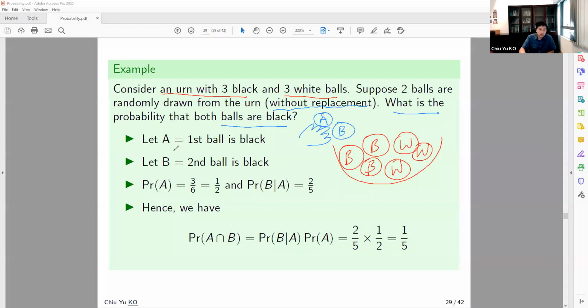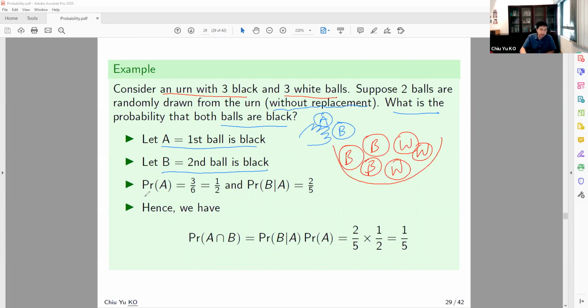So A is the first ball is black, and B is the second ball is black. That's what we want to check. Of course, there are 3 and 3, so 6 balls, and you can count every scenario.